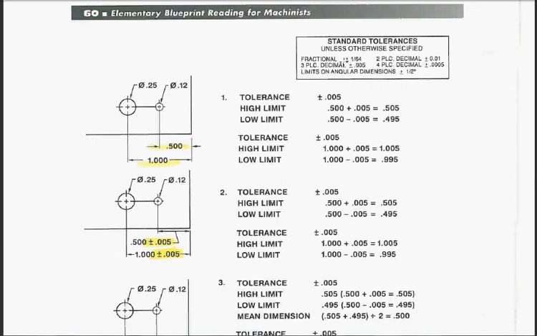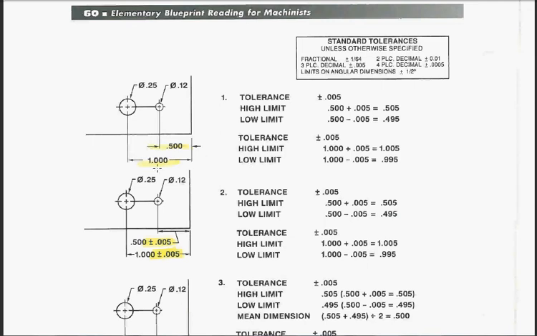I have to come over to my standard tolerance block, which is right here, and I say, alright, this is a 2-place decimal. So 2-place decimal is plus or minus 0.01, or plus or minus 10 thousandths. So that means this 250 can either be 250 plus 10 thousandths, which would be 260, or it could be 250 minus 10 thousandths, which is 240. That gives me my tolerance range.